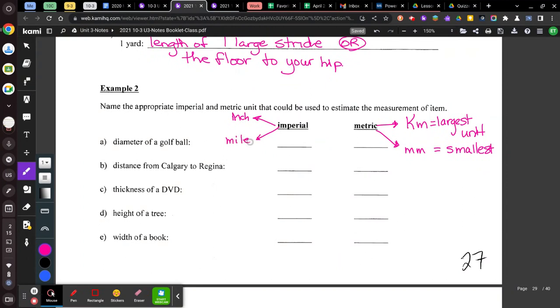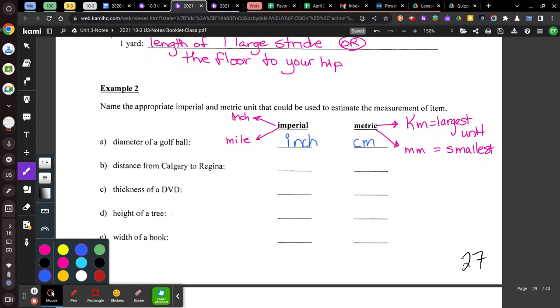So we're trying to roughly identify what size unit I would measure it in. If you're looking at a golf ball, those golf balls are pretty little. Diameter means all the way across it. So if you're going all the way across it, you're probably only going to need 2 fingers or 4 fingers. So what would be the best thing to measure it in? Inches and centimeters. Those would be the most appropriate units. So you would write inch and then centimeter.